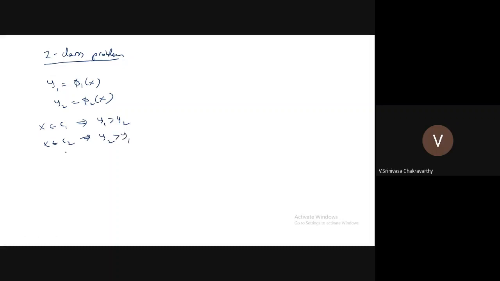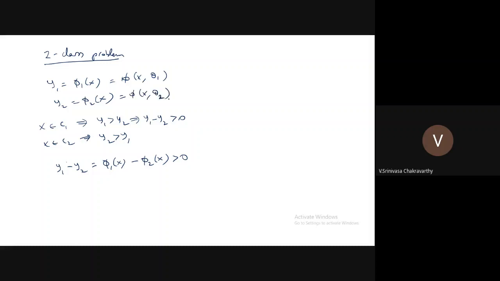Okay. So here, y1 is greater than y2 implies y1 minus y2 is greater than 0. So now consider the function y1 minus y2, which is equal to phi1 of x minus phi2 of x. So this function has to be greater than 0. Now let us define this: we also define this as phi of x comma theta 1, and this as phi of x comma theta 2.